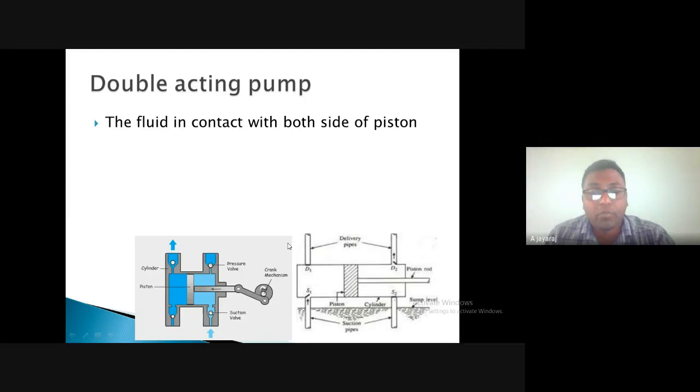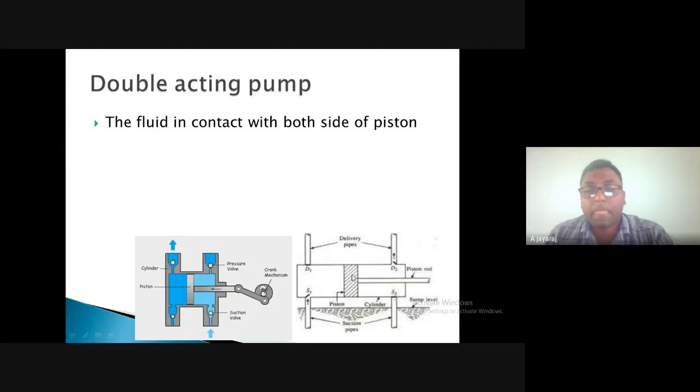As the diagram represents, the double acting reciprocating pump comes in contact with the fluid on both sides of the piston. Here we have the piston cylinder arrangement, with the piston connected to the piston rod. So here the fluid is in contact with the piston on both sides, on the piston side as well as on the piston rod side.